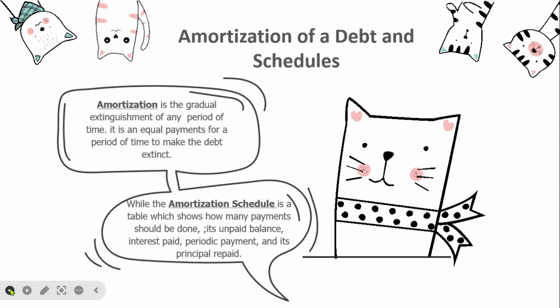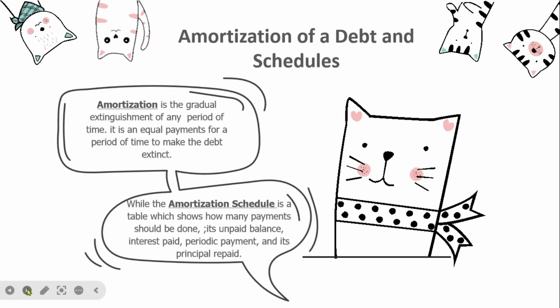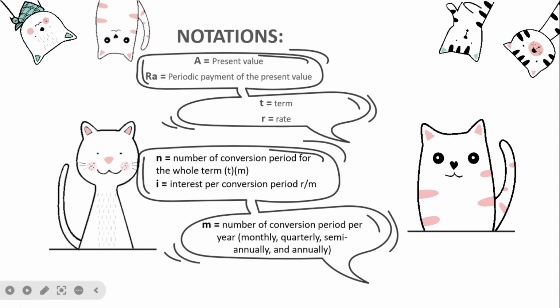So we use amortization and schedule to know when to pay our debt, how much money or amount we should pay, and when it will end. Makikita din natin dito kung ilan na ba yung nababayaran natin at magkano na lang yung babayaran natin. So notations: A for present value, R a periodic payment of present value, T for term.